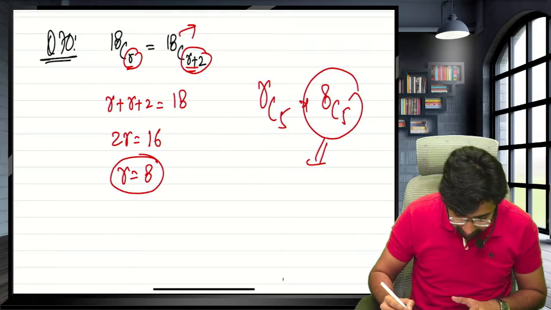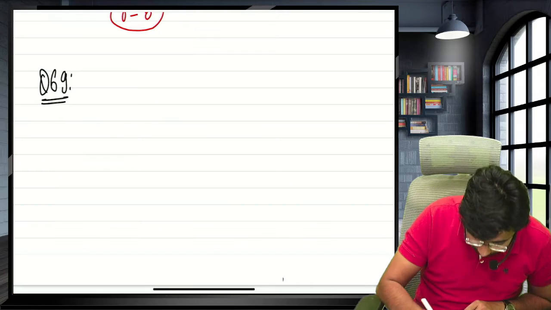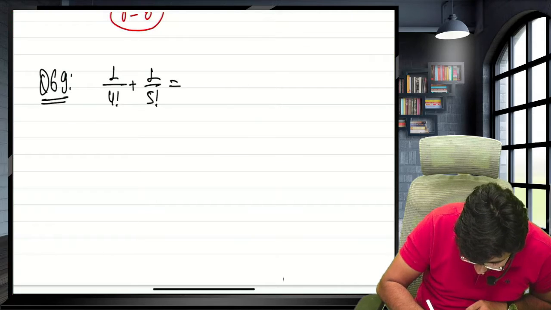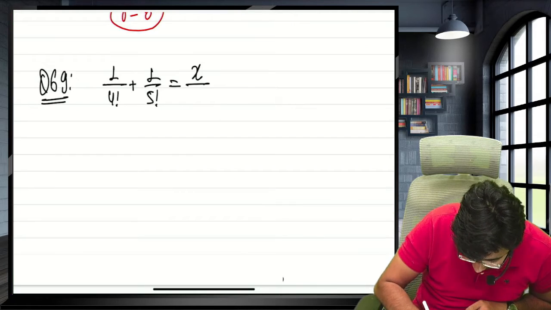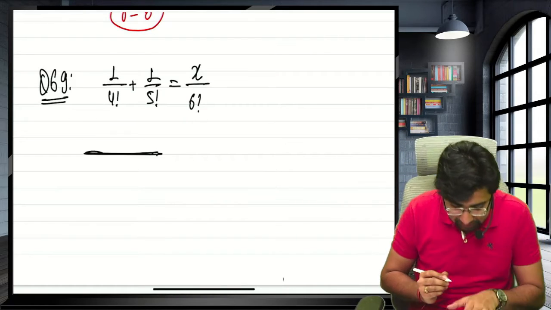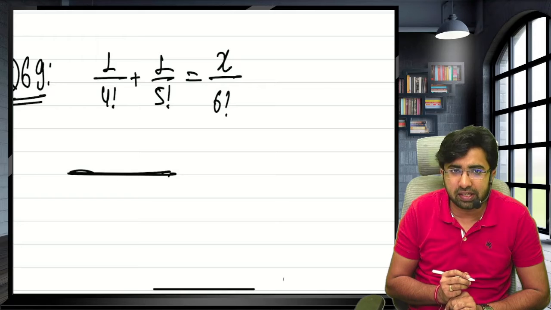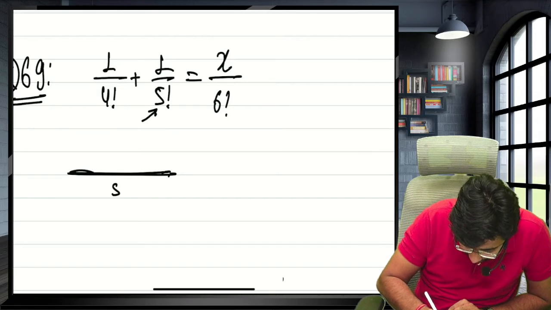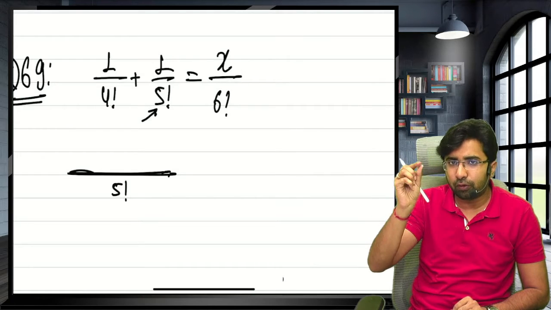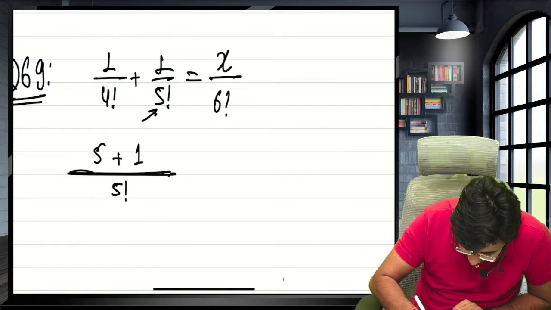Question number 69. Guys, question number 69. 1 upon 4 factorial plus 1 upon 5 factorial is equal to x upon 6 factorial. Now guys, if you take the LCM, LCM will be the factorial of the greatest integer. What is the factorial of the greatest integer? 5 factorial. If you divide 5 factorial by 4 factorial, you can write 5 into 4 factorial. 4 factorial will cancel, you will get 5 into 1, 5. 5 factorial by 5 factorial will cancel, you will get 1 into 1, that is 1, is equal to x upon 6 factorial.